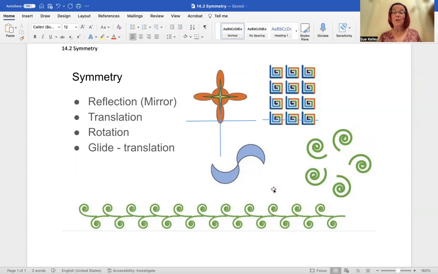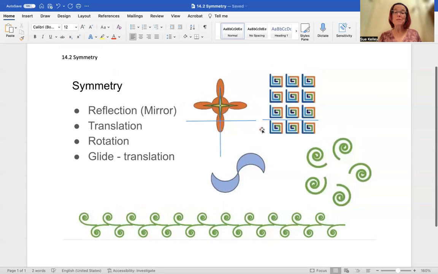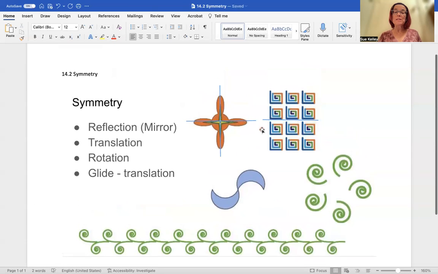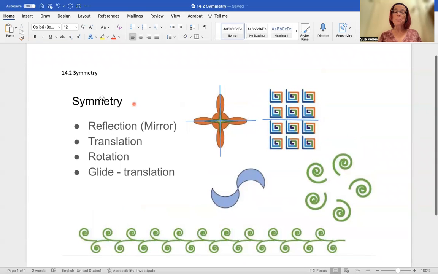And that is basically all I wanted to show you in this presentation. So hope you are understanding the concept of symmetry in a slightly different way than maybe you did before.